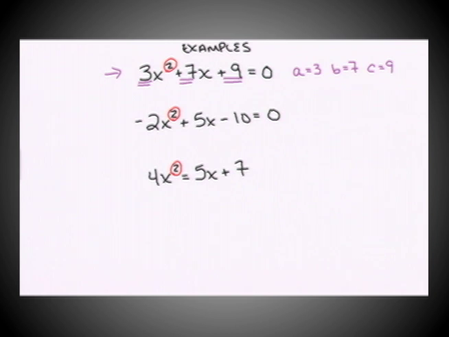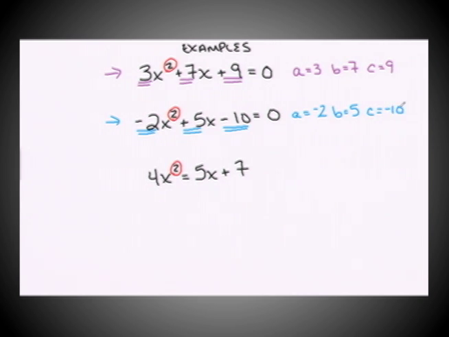Let's move on to the next example. So we've already determined that the degree is 2, making it quadratic. Let's see if we can identify a, b, and c for this particular example. Well, a always goes with the x squared term. So in this case, a is equal to negative 2. B goes with the x term. So b is positive 5. And finally, c is the constant term, so we have c is negative 10.